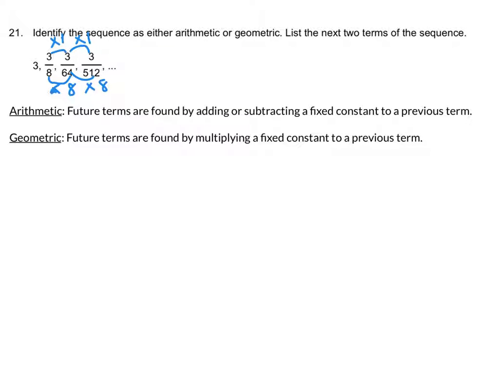Now, if I'm multiplying my numerators by 1 and my denominators by 8, that means I'm multiplying each previous term by 1/8 to get the next term. And we can try this out. If we take the first term, which is a 3, and then multiply 1/8 to it, we get 3 times 1, which is 3, and then 1 times 8, which is 8. And that gives me a term of 3/8.